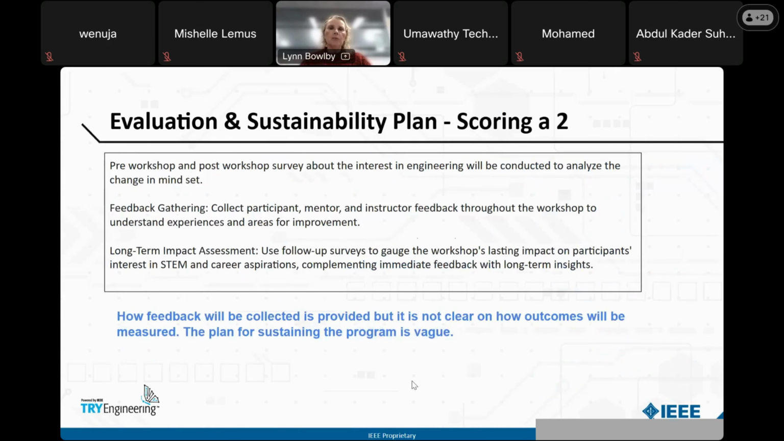So here's the answer to an application question that scored a 2. So how feedback will be collected is provided. They're going to do not only a post-workshop survey, but they're going to do a pre-one to gauge interest in engineering, but it's not clear on how the outcomes will be measured. And then here, there's also no plan for sustaining the program. It's very vague, not a lot of detail about how they're planning to sustain the program going forward.